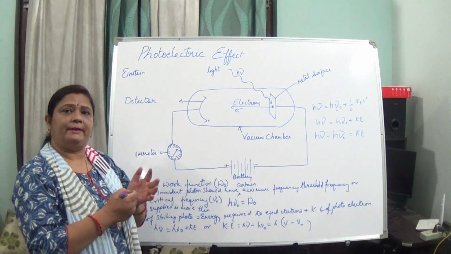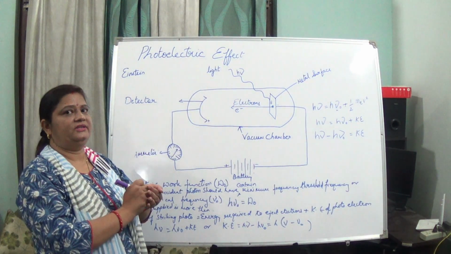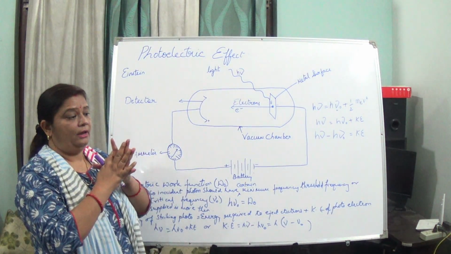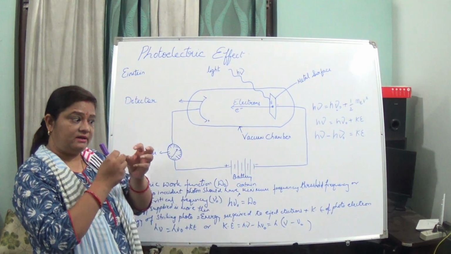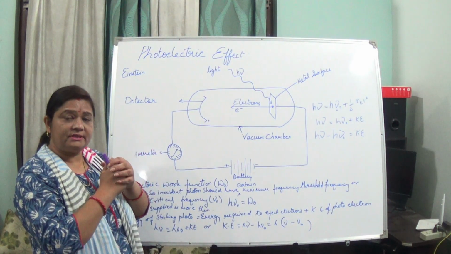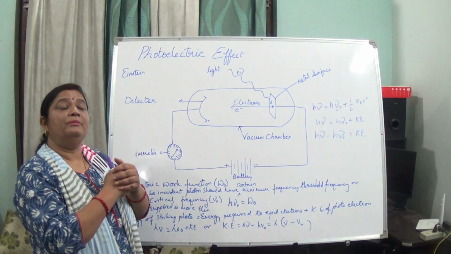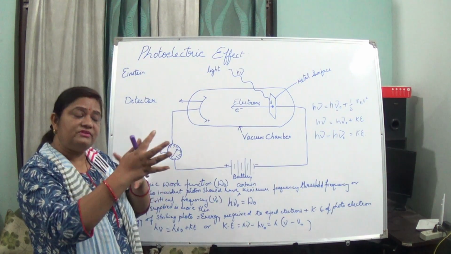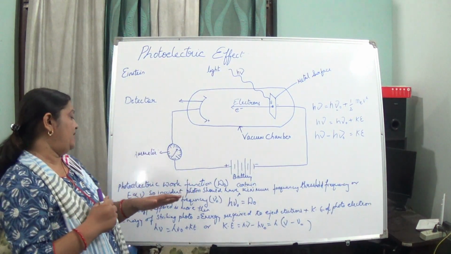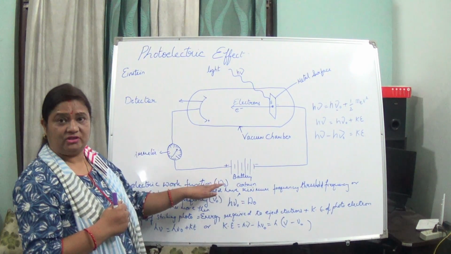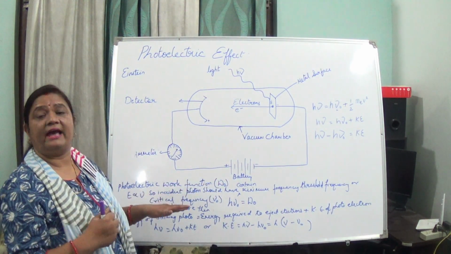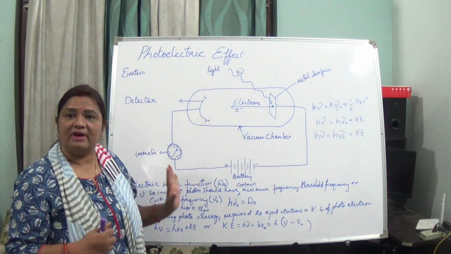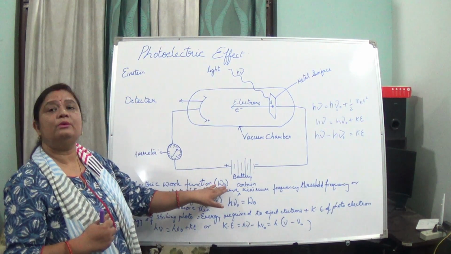So there must be a certain amount of energy in order to remove the electrons, and for that the electrostatic bonding must be broken, isn't it? So there must be some minimum amount of energy which can remove these electrons, and that is known as the work function. When it is done with the help of light, it is known as the photoelectric work function, and it is denoted by W naught.